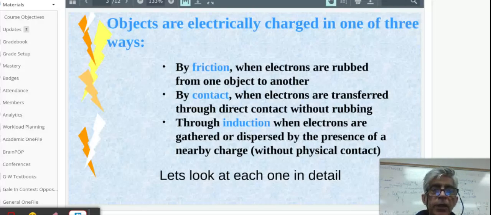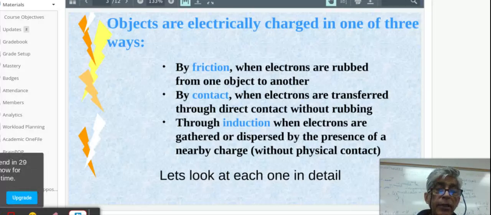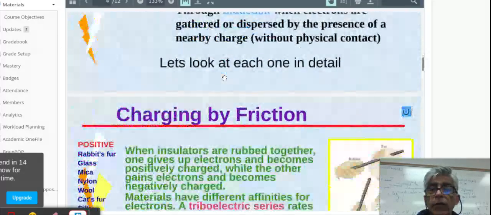The third method is induction. And this is where the object is polarized and then shorted or grounded, and one part of those charges are taken away. And we'll see how that is done as well. The charges are not coming from the item we brought it close to, but rather because of the grounding or the shorting that we do to take it off. So we're going to look at each one of these in detail, okay, to see how it happens.